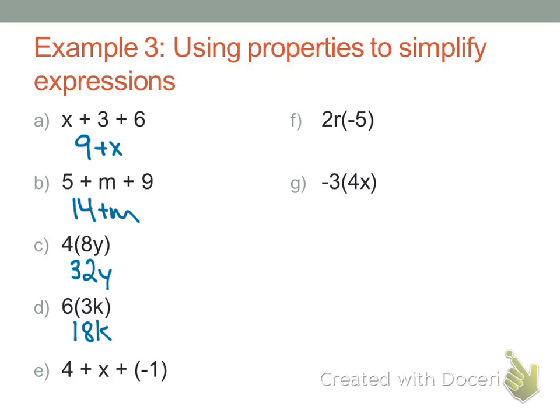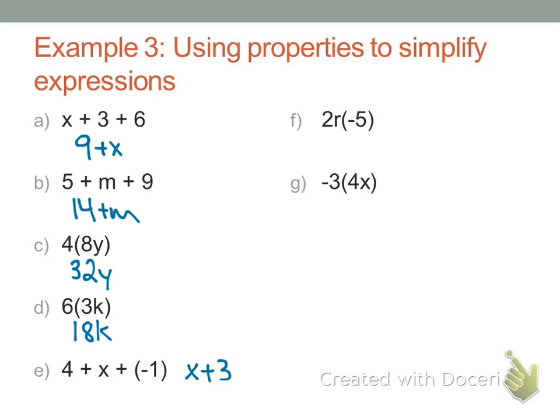All right, now we're going to start dealing with some negatives. 4 plus x plus negative 1. Who thinks they know that one? Wyatt? Negative 3 plus x. Okay, close, but is 3 going to be positive or negative? It's going to be positive because 4 is bigger, so just x plus 3. Or if you said 3 plus x, that's fine as well.